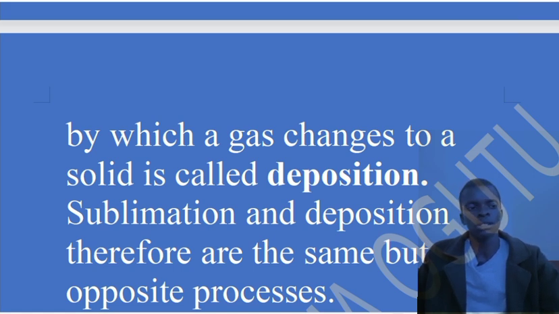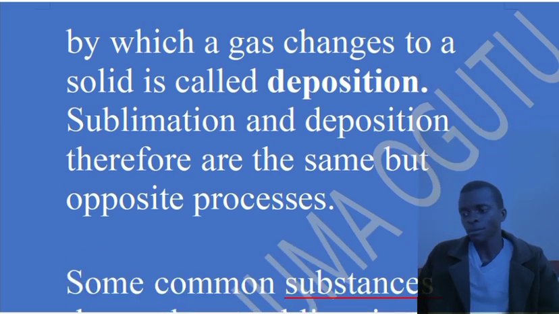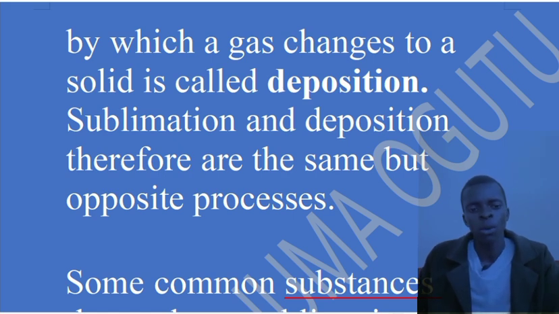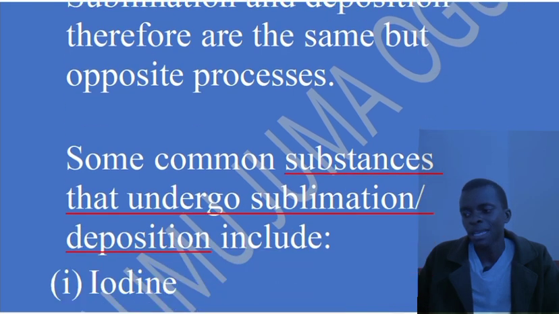So we have some common substances that undergo sublimation. One is iodine, which is crystalline in form. Its sublimation takes place in the presence of oxygen. The particles overcome the force of attraction between them, and therefore sublimation takes place.